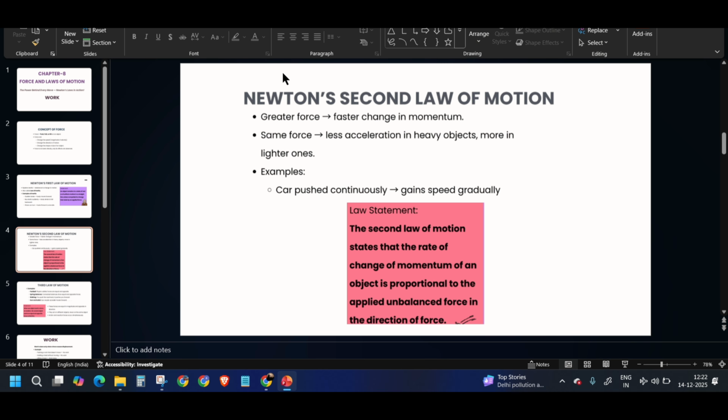Coming to the second law of motion, Newton's second law of motion. This law states that the rate of change of momentum of an object is directly proportional to the force applied on it. The greater the force, the faster the change in momentum. The same force gives less acceleration to a heavy object, and more to a lighter object. An example is when a car is pushed continuously, it gains speed continuously.